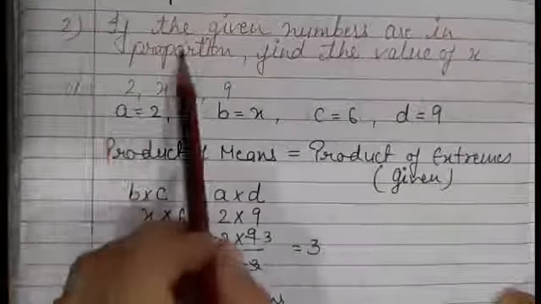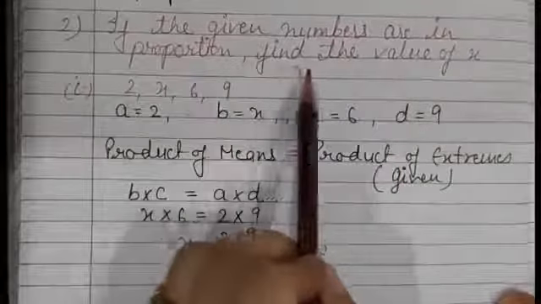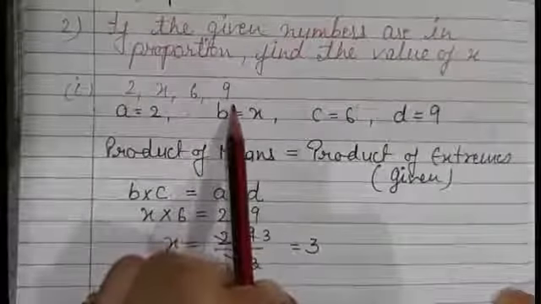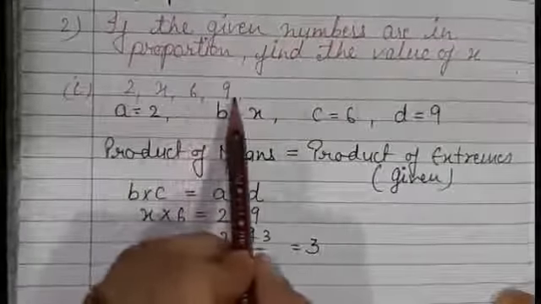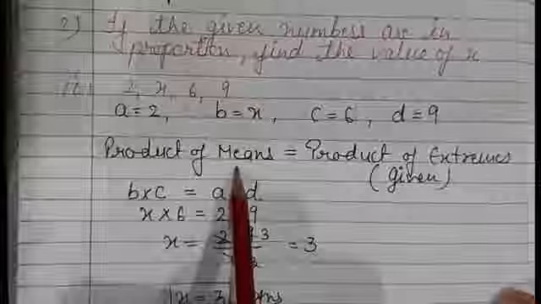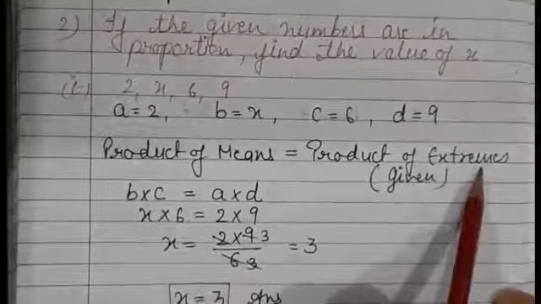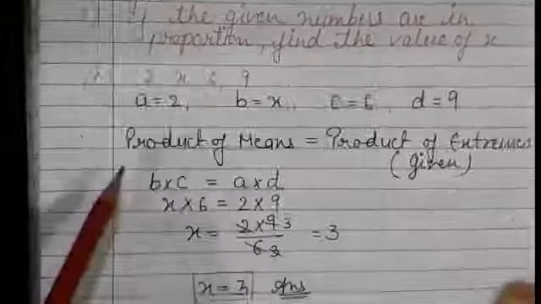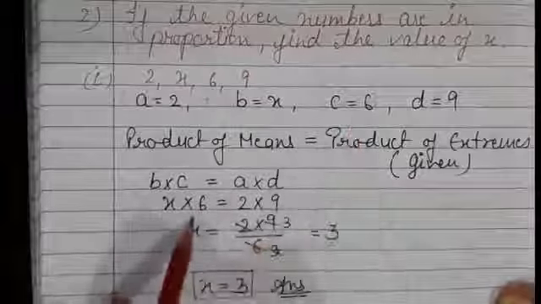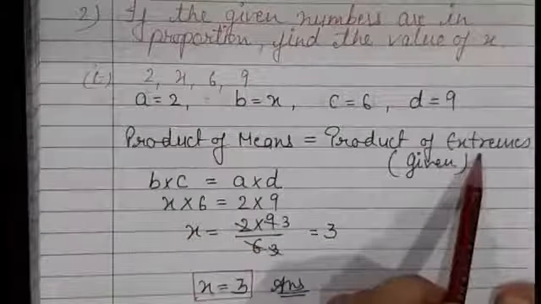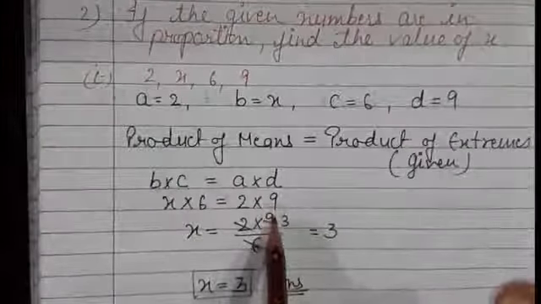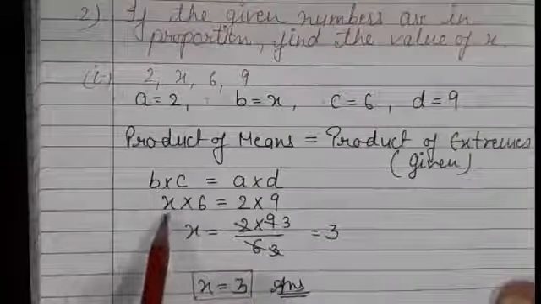Now sum number 2. If the given numbers are in proportion, find the value of x. Here it is already given these numbers are in proportion. 2, x, 6 and 9, these numbers are in proportion. So the product of means will be equal to the product of extremes, right? Now first calculate the product of means B into C, x into 6, right? And the product of extremes A into D, that means 2 into 9, right? Now from here find the value of x.